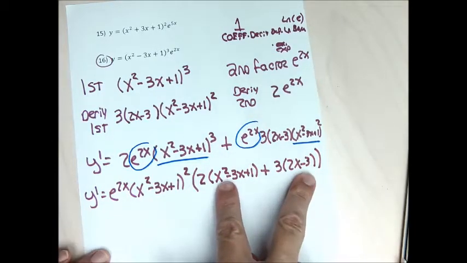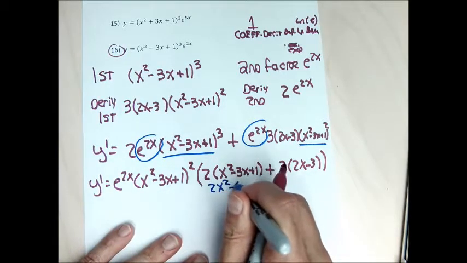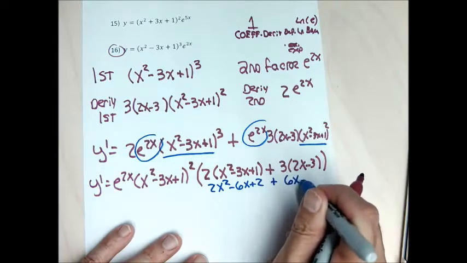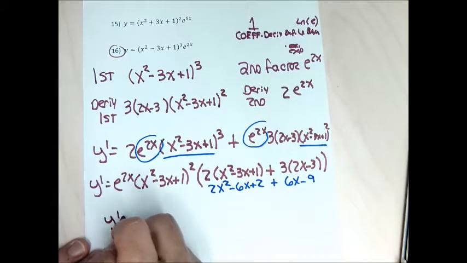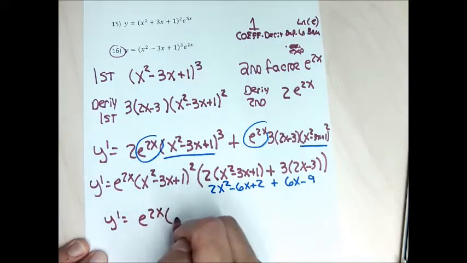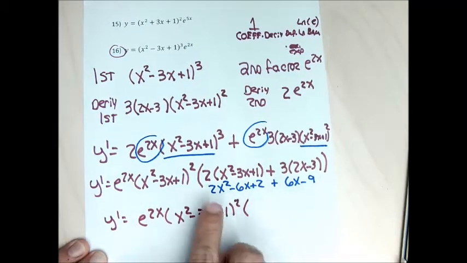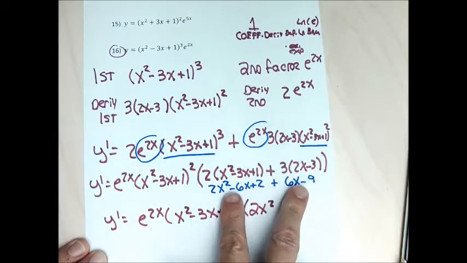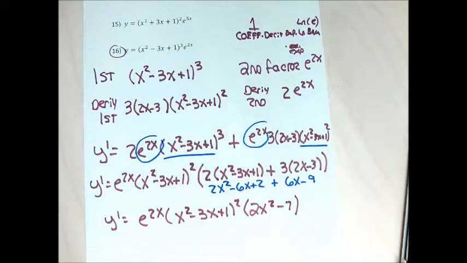Now I'm going to clear these parentheses and combine like terms. So the first parentheses, when I clear it, I'm going to get 2x squared minus 6x plus 2. The second parentheses, when I clear it, I'm going to get 6x minus 9. I'm going to combine those terms that I have written in blue. The 2x squared is just going to hang out. There's not another x squared term there. The minus 6x and the positive 6x are going to cancel, and the 2 minus 9 is going to give me negative 7. And that's the best I can do for an answer to problem 16.